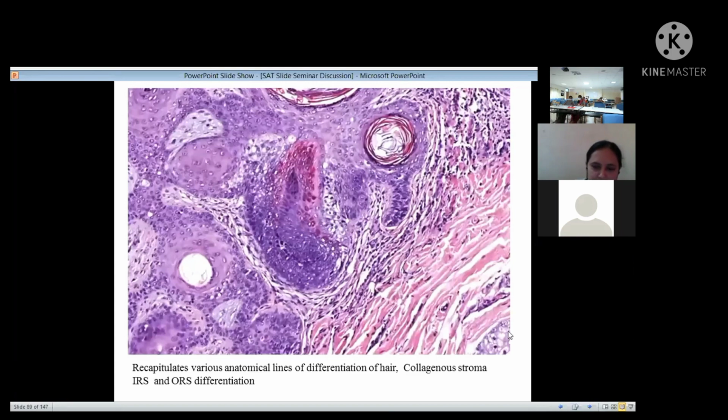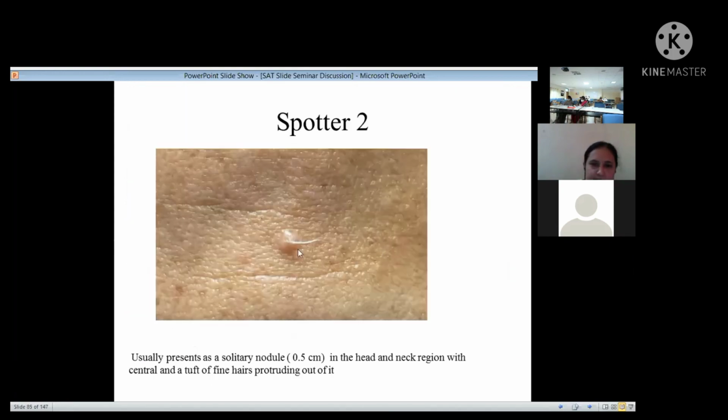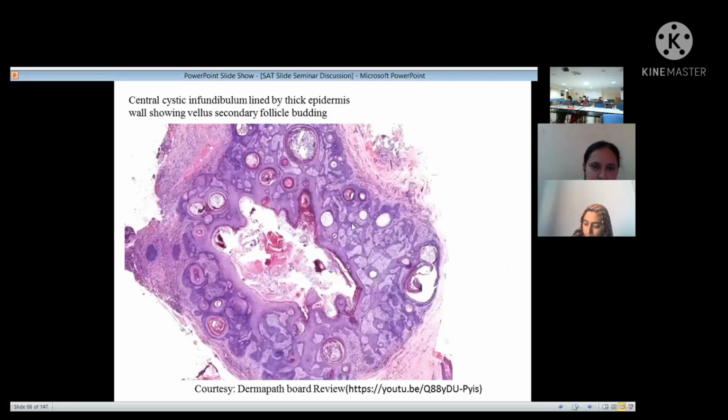Okay, thank you, Fatima. So this is spotter 2. This is the classical clinical picture. They present as a small nodule in the head and neck region, and a small tuft of hairs that protrude out of the central hole. And these tumors are located in the dermis, and we can see that there is a large central cystic cavity. In this section, we are not seeing its connection with the epidermis, but usually they are connected to the surface epidermis.